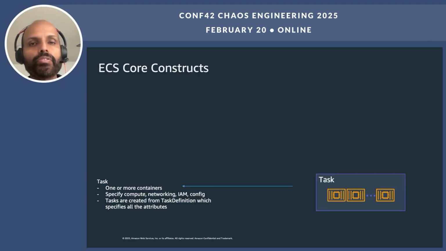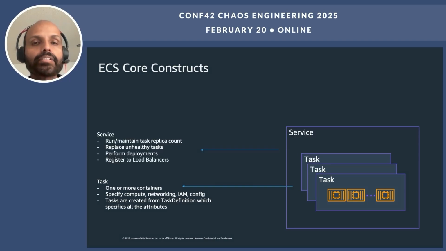Now we'll see some of the core constructs of the ECS platform. One of them is a task. So you specify the compute requirements, your networking requirements, the permissions, and the configurations you need for one or more of your containers in a task definition. Then tasks are created from this definition that matches all of the attributes that you have specified in the definition file.